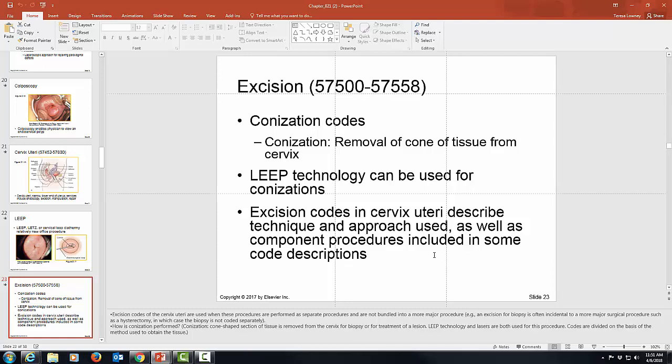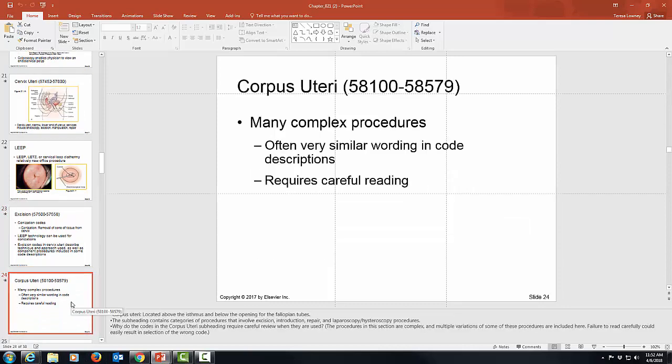Excision codes in the cervix uteri describe the technique and the approach, as well as the component procedures used in some code descriptions. And then the next section is the corpus uteri. Many complex procedures, and the wording for these is so similar in the code descriptions that this is one of the places where you have to read every single word and make sure it's matching, because otherwise you will have the wrong code. The procedures are very complex, and there's multiple variations of some of these procedures, so we want to make sure that we're reading very carefully.